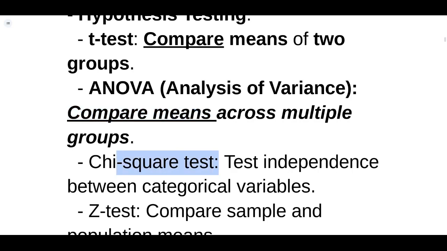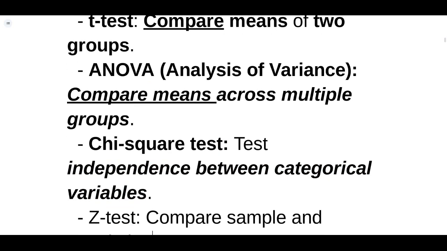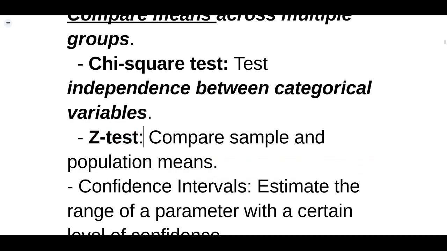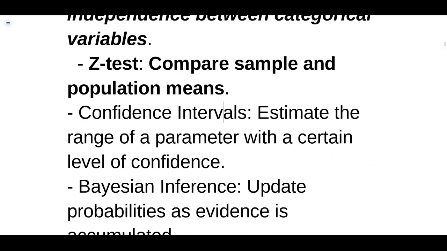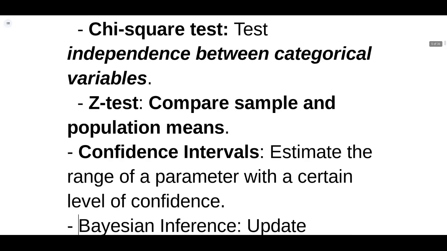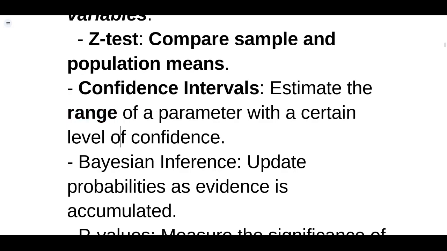Chi-square tests independence between categorical variables. Z-test compares sample and population means. Confidence intervals estimate the range of a parameter with a certain level of confidence.